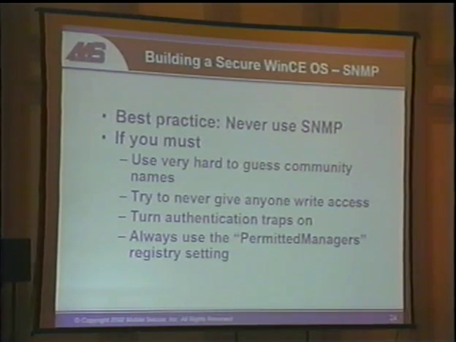If you are going to use it, turn on authentication traps and make sure as soon as you start seeing so-called bad logins, you react to it quickly. In addition, there's a registry setting called permitted managers, and that's going to restrict who can perform write operations on the SNMP MIB to certain IP addresses. Of course, we all know SNMP operates over the User Datagram Protocol, and because of that, you can spoof any source IP address that you want. So if someone knows the write access community string, and also knows what the value of that registry key is, the security is going to be non-existent. You'll be able to spoof yourself right past it.